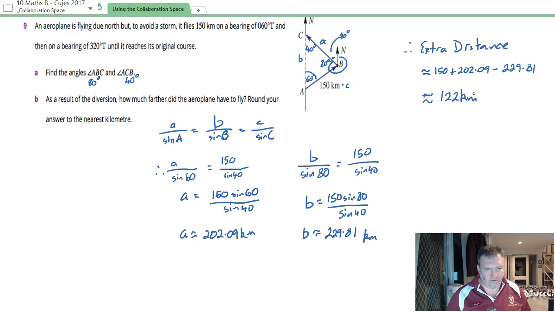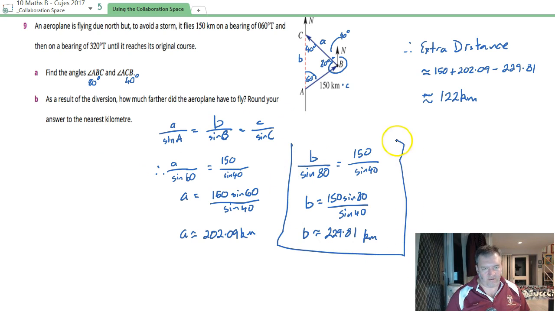I did promise you could use the cosine rule. Let's just quickly show that if you're keen to stick around, because you may need it tomorrow. I don't know. Chances are you're going to need it in some form or another, aren't they?